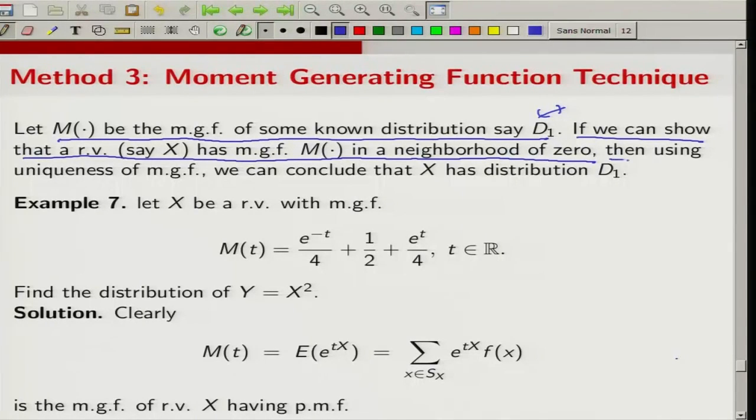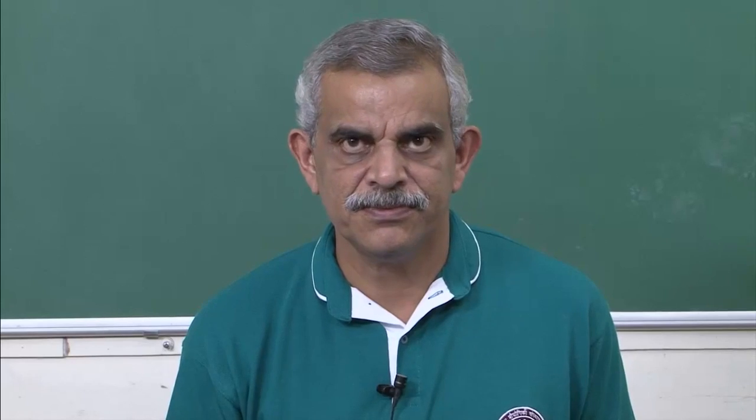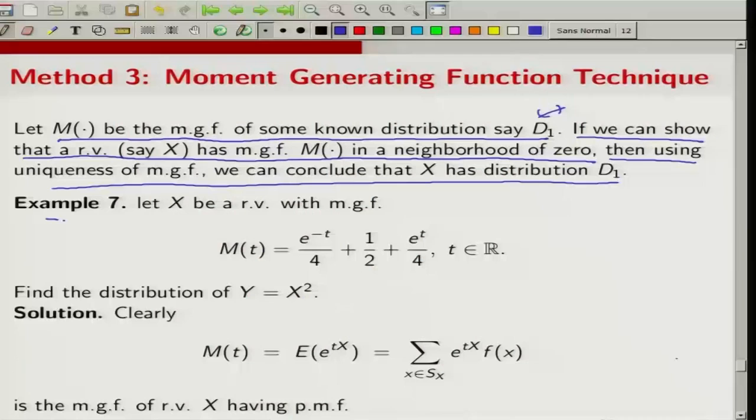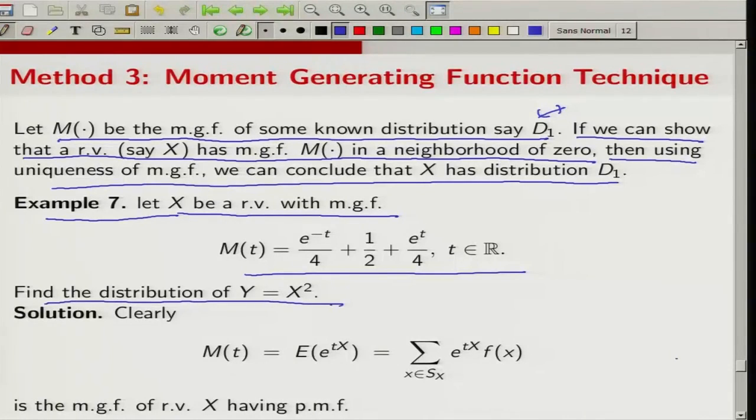But I know that the moment generating function determines the distribution uniquely. So, in that case we can say that x has distribution d1. So, one can use the moment generating function also to find the distribution. To see an application of this, consider this example. Let x be a random variable with MGF given by this, and suppose you have to find the distribution of y equal to x square.